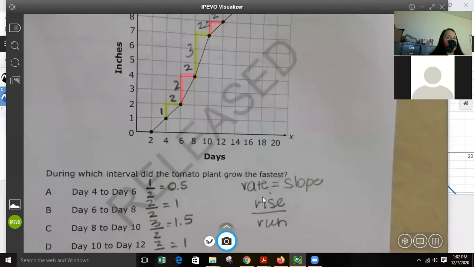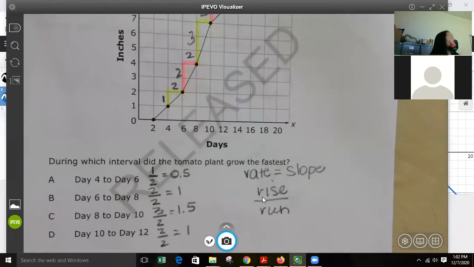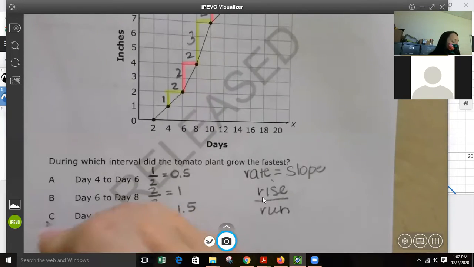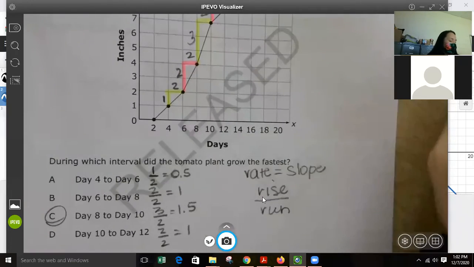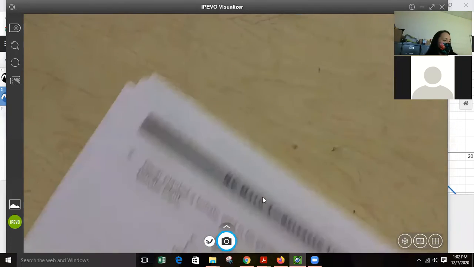Which one was the fastest? C. 1.5 is the biggest. Everybody good? Again, nothing hard. You just got to remember that slope is rise over run and do each one. All right, is everybody okay? Check out number 8.